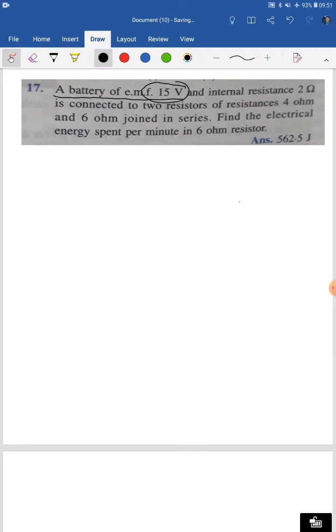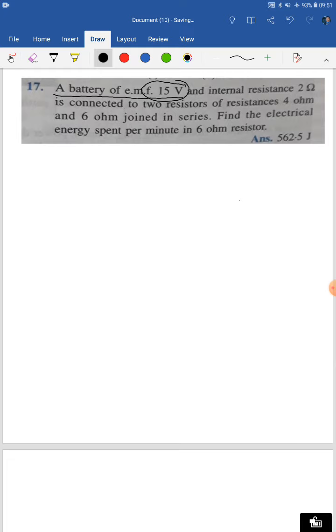Okay, let me read the question again. A battery of EMF 15 volt, one information, and internal resistance 2 ohm, second information, is connected to 2 resistors. See there, how many resistors are there here? 2 resistors. One is 4 ohm resistor, other one is 6 ohm resistor. They are joined in series. Find the electrical energy spent per minute in 6 ohm. Are you getting my point? Where? In 6 ohm resistors.